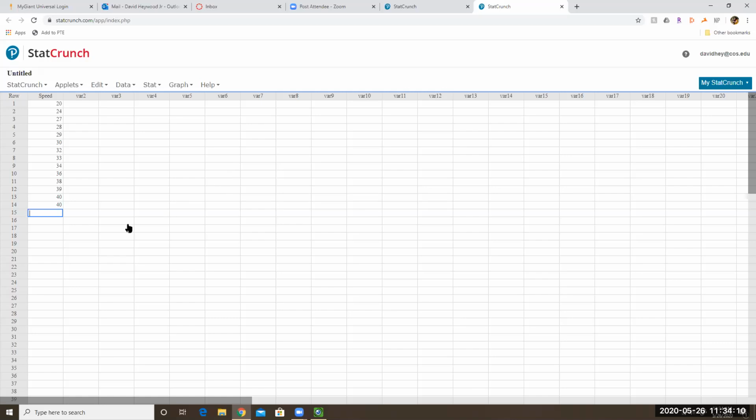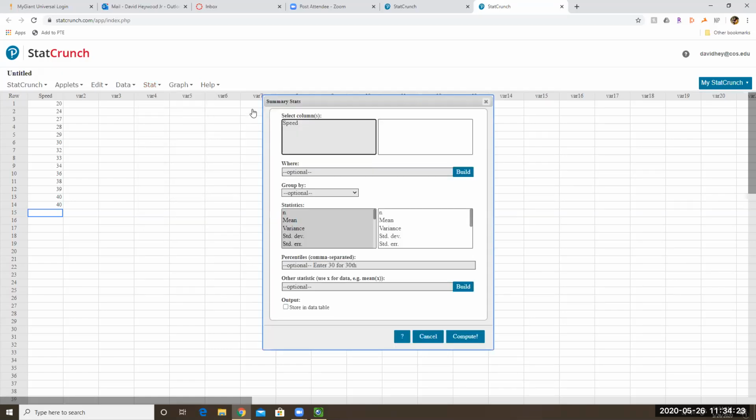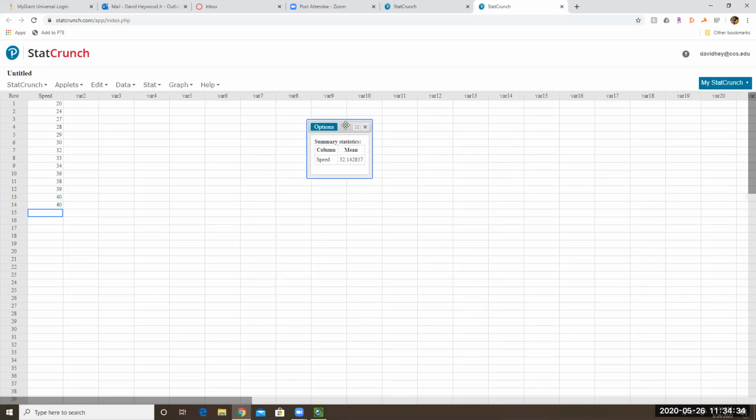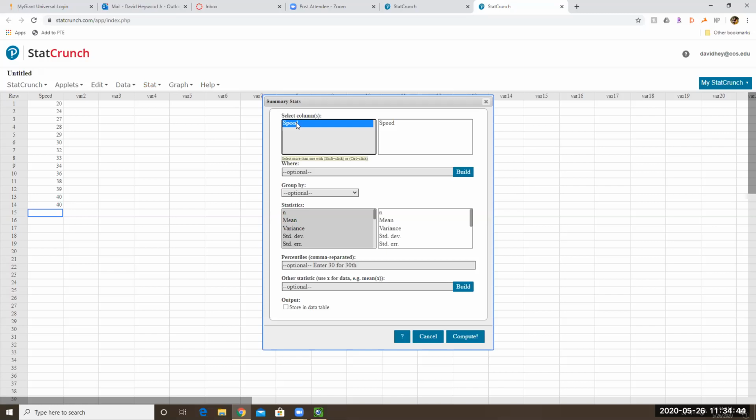So let's say that you want to compute the mean of this data. As I said a second ago, that's going to be found under stat, summary stats, columns. And then you select the column where your data is stored, and then you select the statistic that you want StatCrunch to compute. And boom, it does it for you, right? So the mean is about 32.1. If you want the standard deviation, you do the same thing: stat, summary stats, columns, tell it what data you want the standard deviation for, and then click on standard deviation.